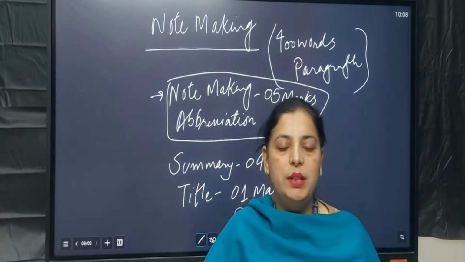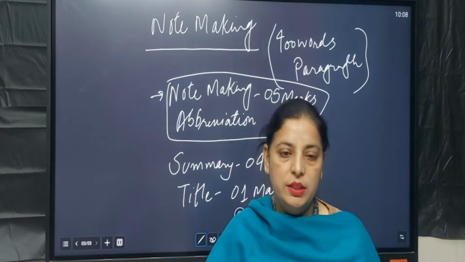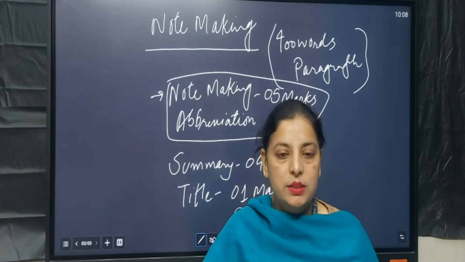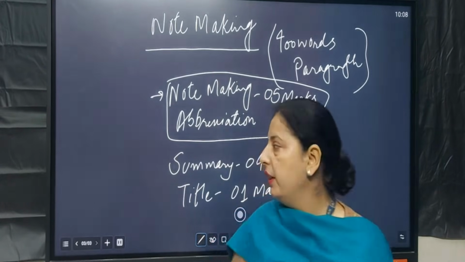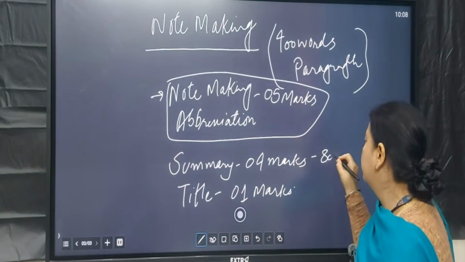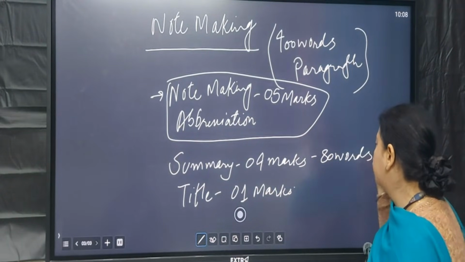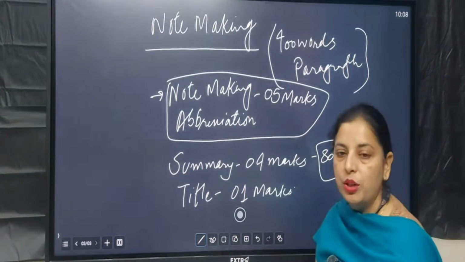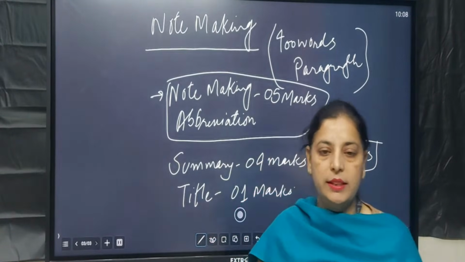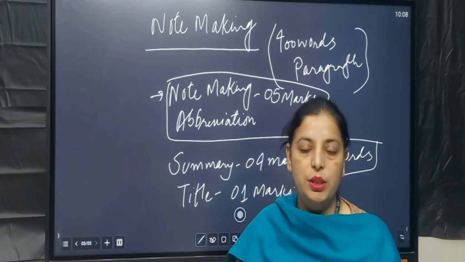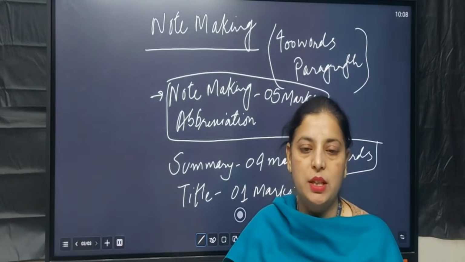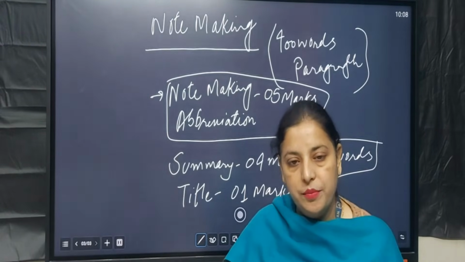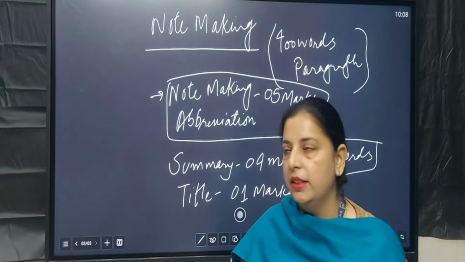Mostly students sometimes don't take interest in how this division is made. So you must learn that note making is of only 5 marks. Summary is of 80 words only. This 400 words paragraph, you have to write in 80 words minimum. The important notes you have to jot down in a single paragraph. Then you can make a summary of this paragraph, and it will give you 4 marks. Then you have to add a title to this summary, and it is of 1 mark. So this division is like that.